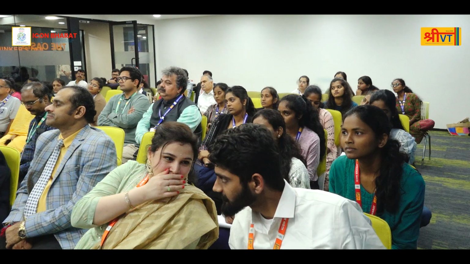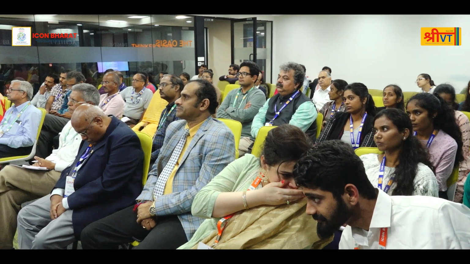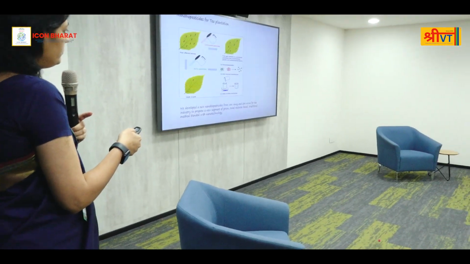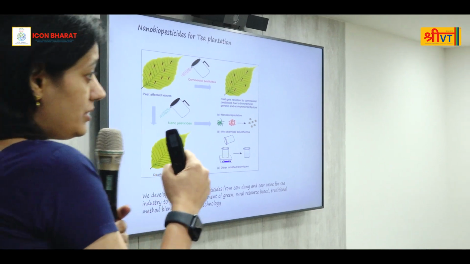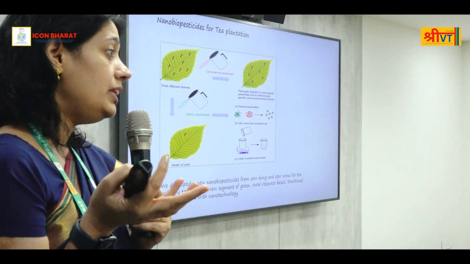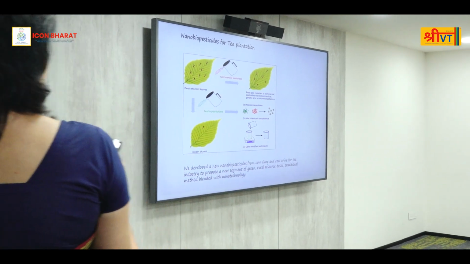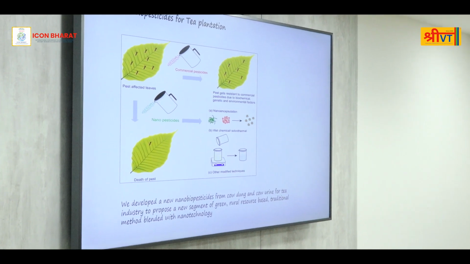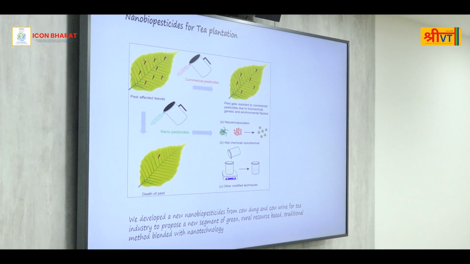Now, we developed the nanoparticles, but then we chose something because, as I said, I wanted to blend the most traditional, rural, low-cost resource available with modern high-tech nanotechnology in tea production. So we decided to make nanoparticles, but we chose cow dung and cow urine as our base material. The reason was we always thought that this is a good soil conditioner. It was available to the farmer at a low price.